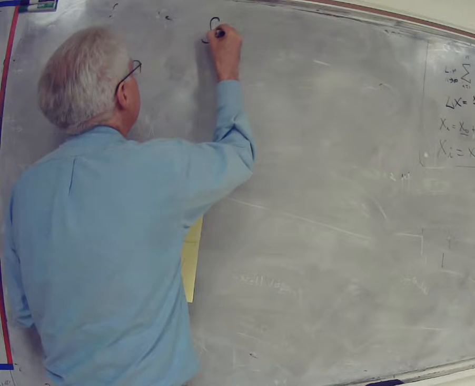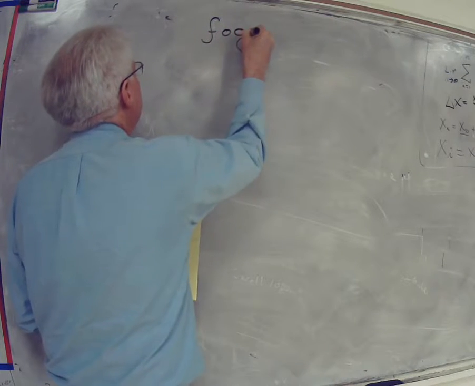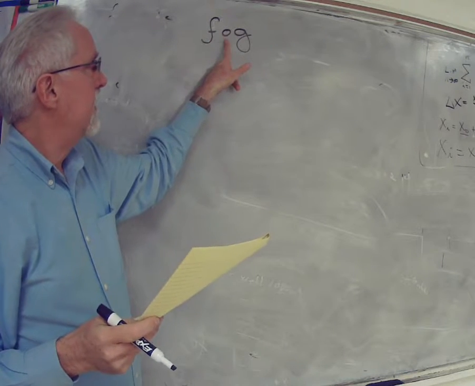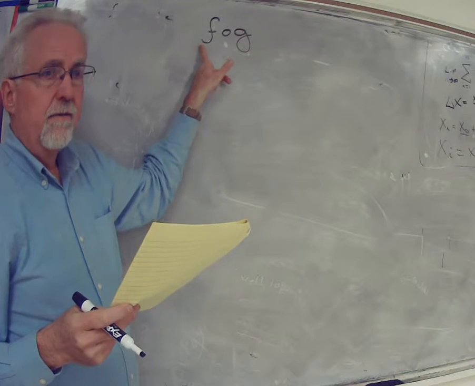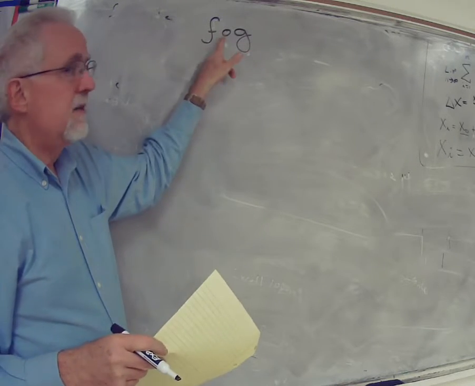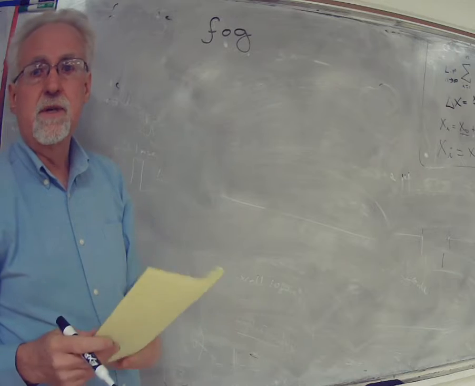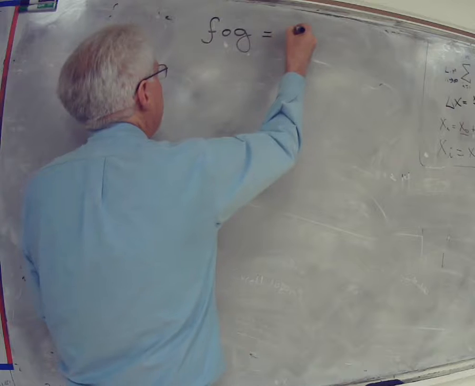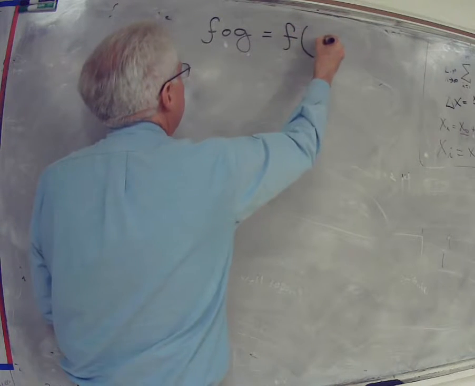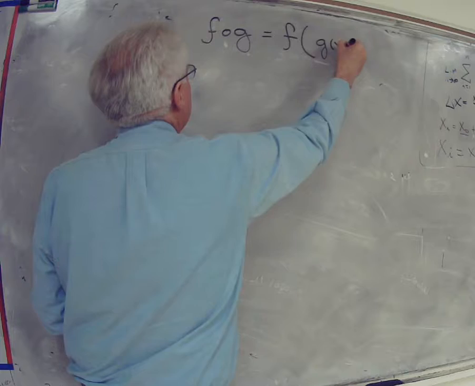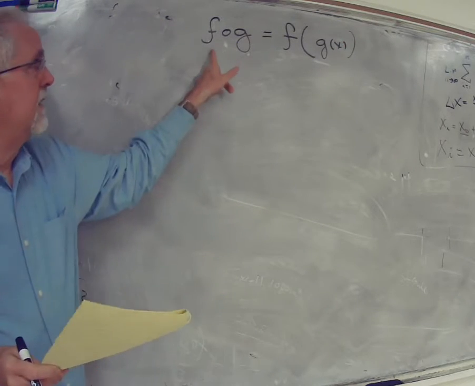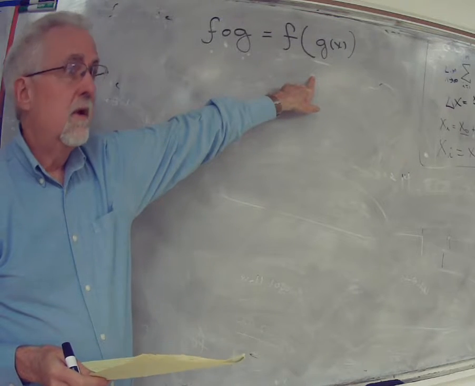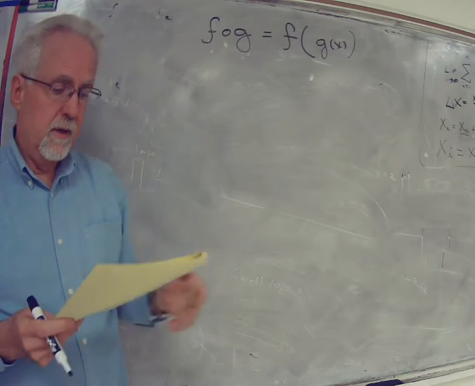This is F and then a little circle G, okay? This is composite. So this means F composite G. And you've got to pay attention, that circle is different than a dot. If it was a dot, it would be multiplying. It's a circle. F composite G is equal to F of G of X. And so every time that you write down F composite G, you write down what? F of G of X. And why do you write that down? So you remember it. Okay?